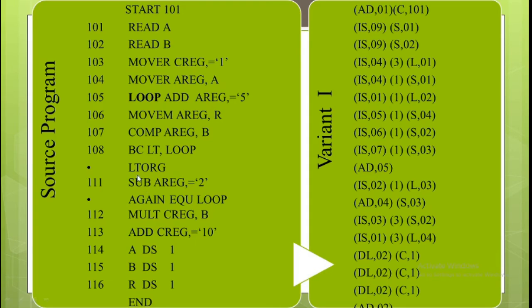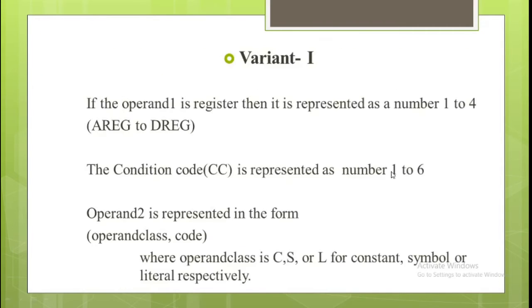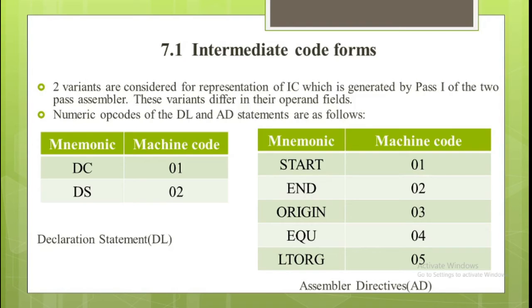The next instruction consists of the assembler directive, which has the corresponding code of 5 as per this particular table.